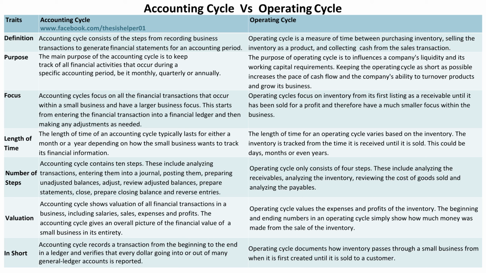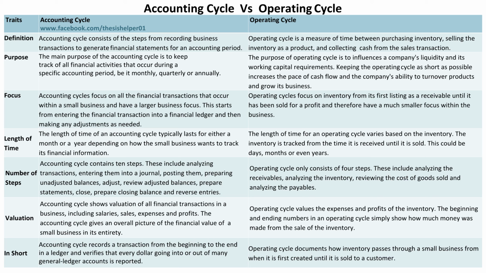Accounting cycle shows valuation of all financial transactions in a business, including salaries, sales, expenses, and profits. The accounting cycle gives an overall picture of the financial value of a small business in its entirety. Whereas, operating cycle values the expenses and profits of the inventory. The beginning and ending numbers in an operating cycle simply show how much money was made from the sale of the inventory.